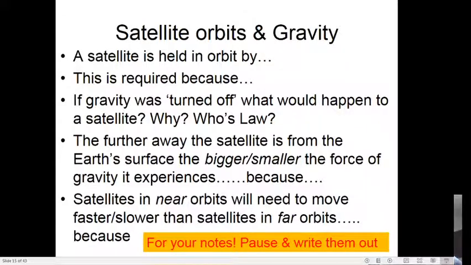I think it was his first law. The further away the satellite is from the Earth's surface, the smaller the force of gravity because it's far away. And satellites in near orbits, so close to the Earth, where the gravitational force is stronger, do they need to move faster or slower than satellites in far orbits? And why would that be? The answer should be they need to move faster because the force of gravity is stronger, and if they didn't move fast, they would get pulled in towards the Earth's surface, as we'll see later in the lesson.